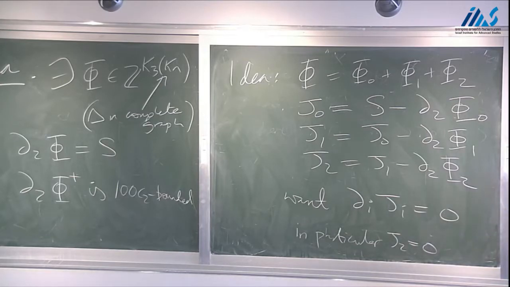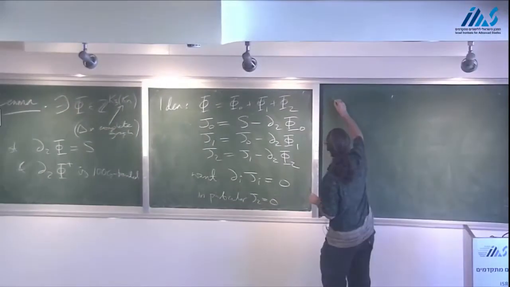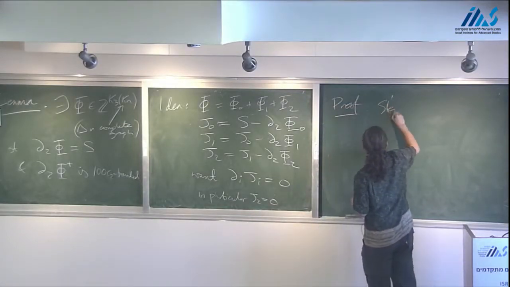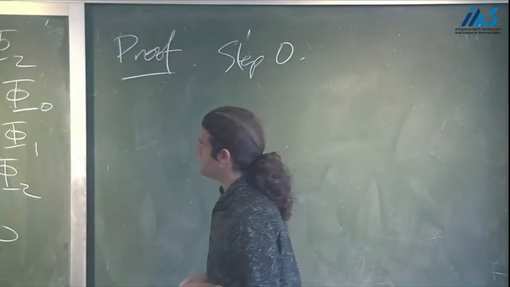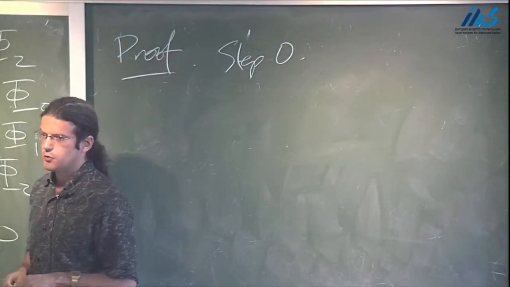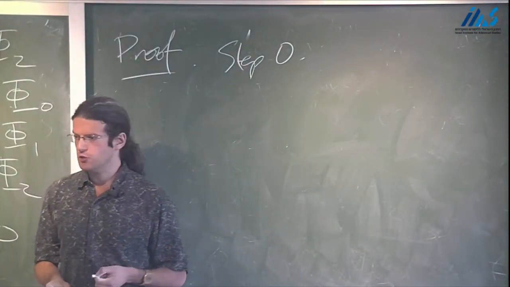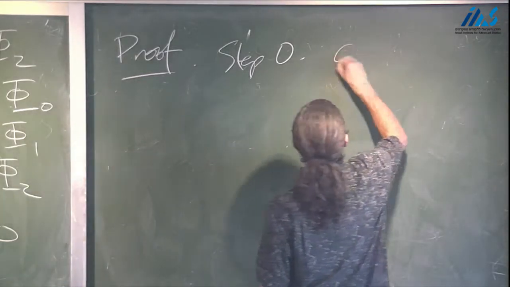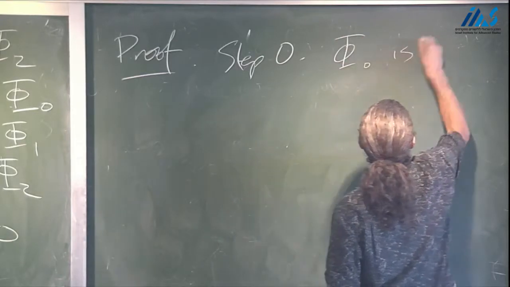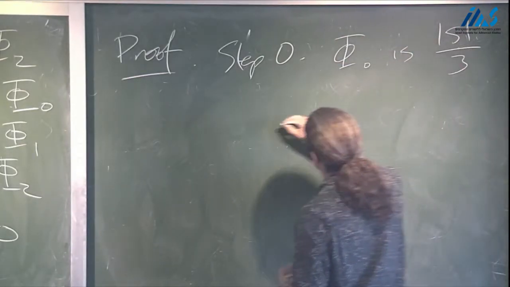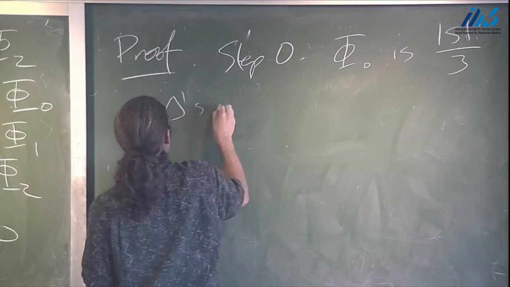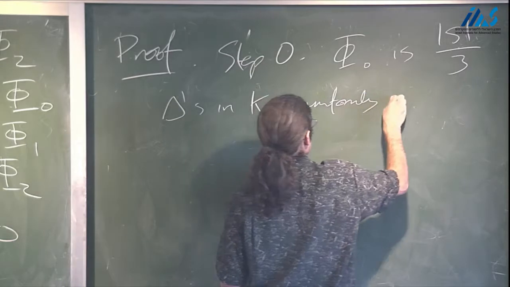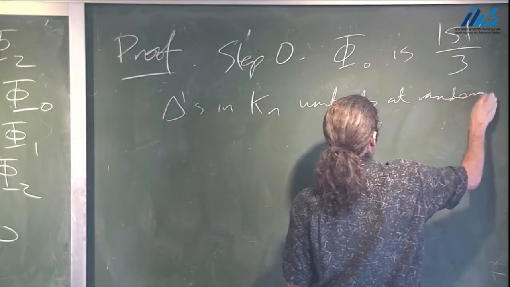Okay, so step zero is easy. We just have to get the sum of the vector to be equal to zero. So we just choose S over three triangles uniformly at random. So phi 0 is size of S over three triangles of Kn, chosen uniformly at random, independent.